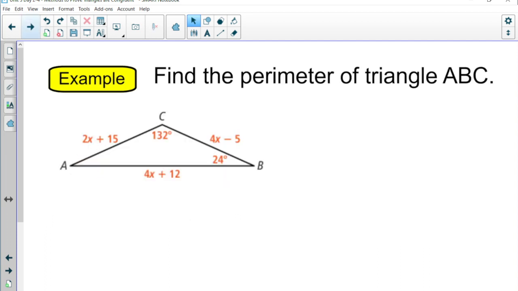Next. Find the perimeter of the triangle. So we'll come back to perimeter, but as always, in these equations that have x in them, let's go ahead and solve for x. Now, you can probably guess that this is isosceles, but let's make sure by figuring out the measure of angle A.